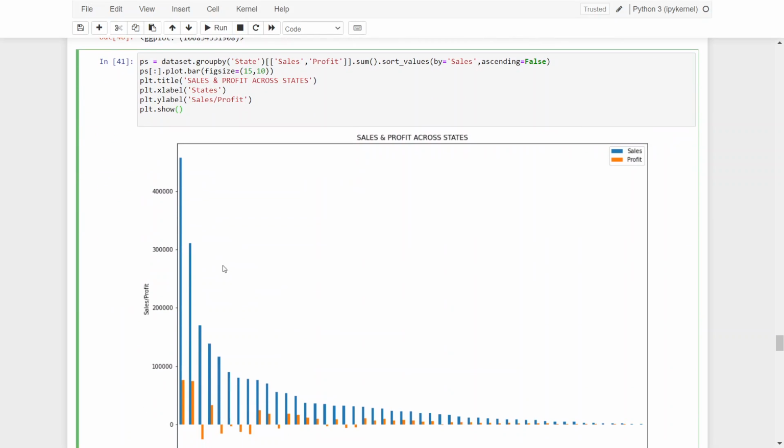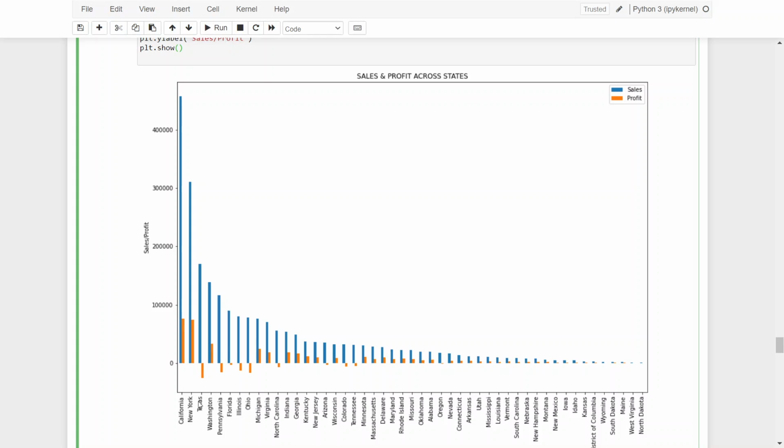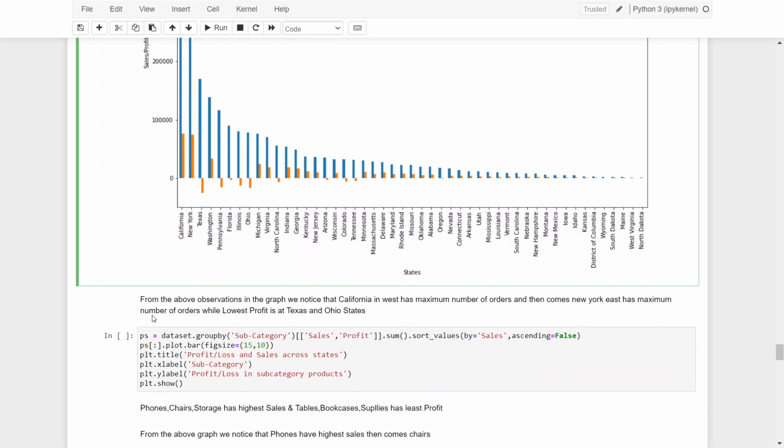Yeah, you can see the sales and profit across the states. What are the states? You can see California has the highest sales and profit, followed by New York, followed by Texas, and so on. And some states will run on the loss also.